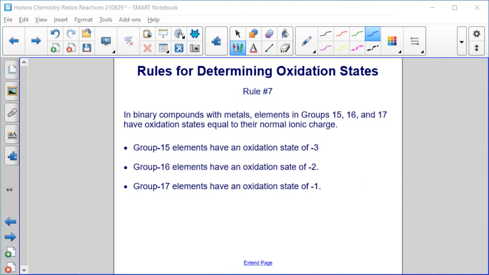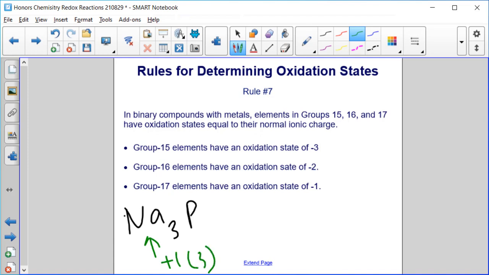So if I was going to look at something like sodium phosphide, remember from our previous rule, group 1 metals are +1, and there are 3 of them, which means that in order for this to be overall neutral, this phosphorus has to be -3, which is the same as its ionic charge. And that would be true if this was oxygen or if it were chlorine. So group 15, 16, and 17.